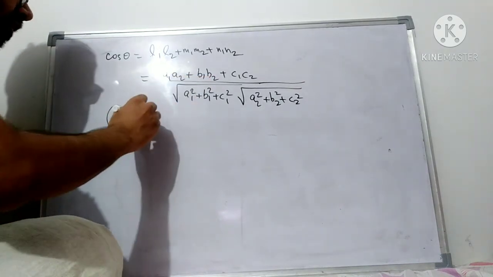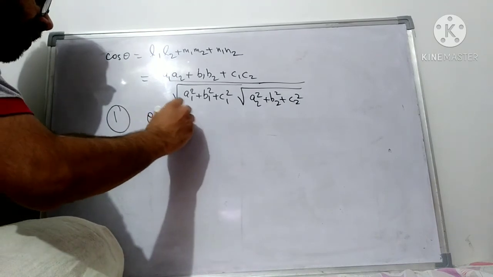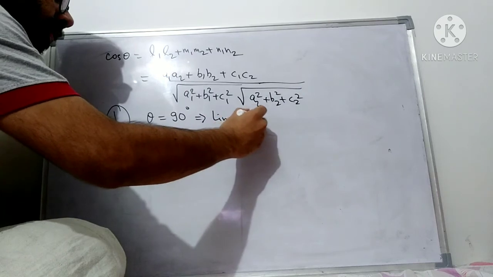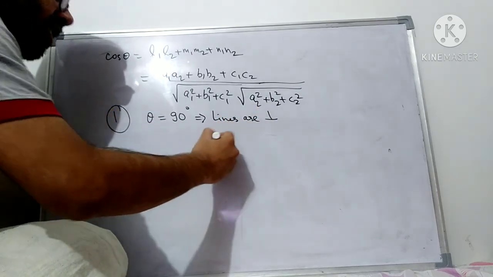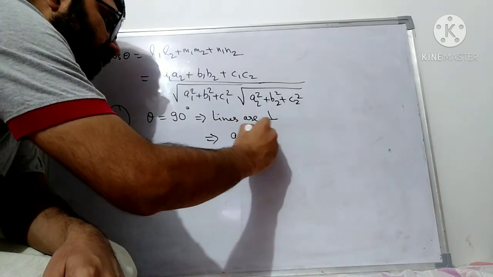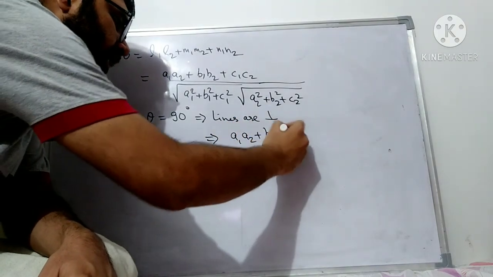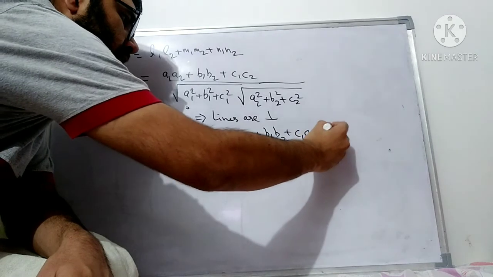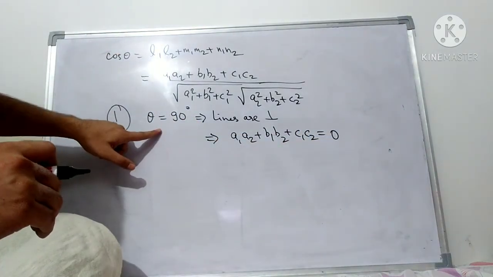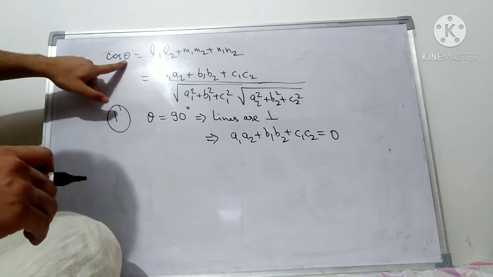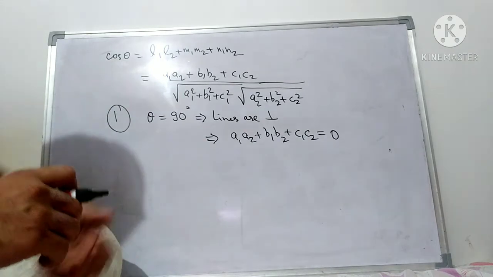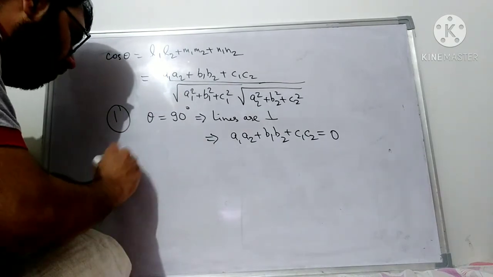Again we can derive two results. If theta is 90 degrees, which means the lines are perpendicular, cos theta will be 0. So the numerator expression will become 0: A1 A2 plus B1 B2 plus C1 C2 is equal to 0.